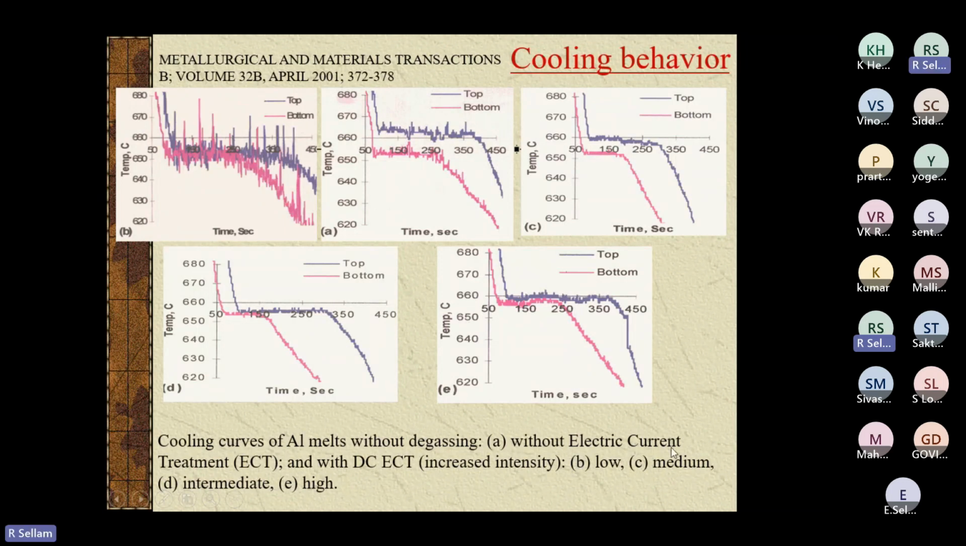So without electric current treatment, there are a lot of fluctuations. And then B is low intensity, then medium intensity, intermediate intensity, high intensity. So see the changes. Here the cooling patterns are separated and the fluctuations are reduced further with increasing intensity. And in an optimum case, I shall call it optimum, the top and bottom are being merged together.